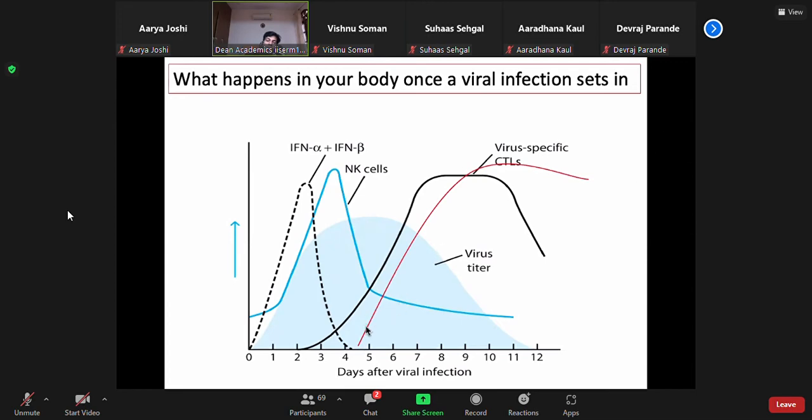And these antibodies obviously are produced by your activated B cells. Okay, so now you know the sequence. The sequence is basically first type 1 interferons, then NK cells, then your virus-specific cytotoxic T cells, and then your antibody response. And a concerted activity of these cells tends to control this virus buildup, right?